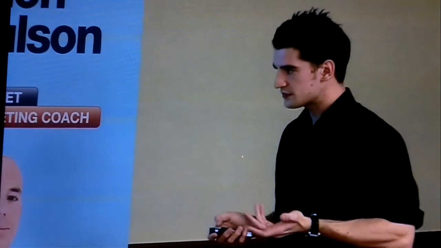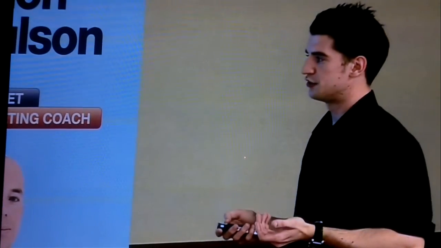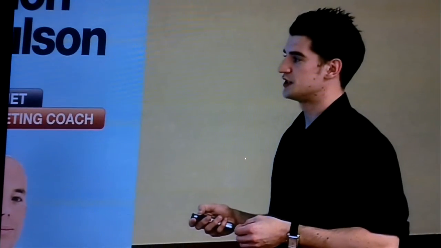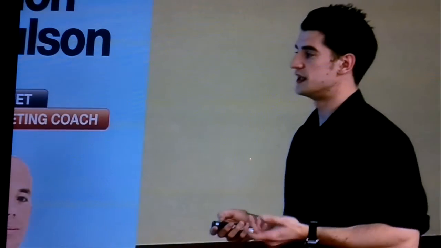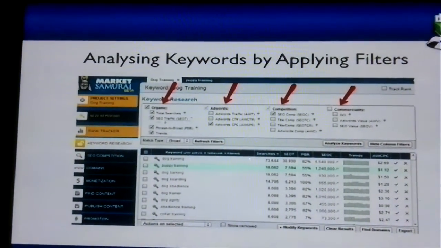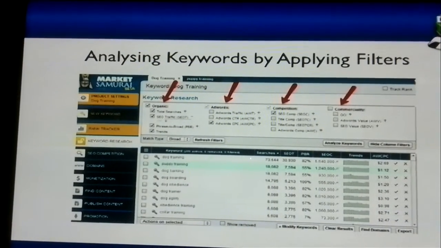18,000 searches a month for the term puppy training. And then it gives you this option of SEOT, which sounds confusing, but all it really means is how many searches you would get if you ranked #1 on Google. So how many visitors would you get to your website if it was #1?